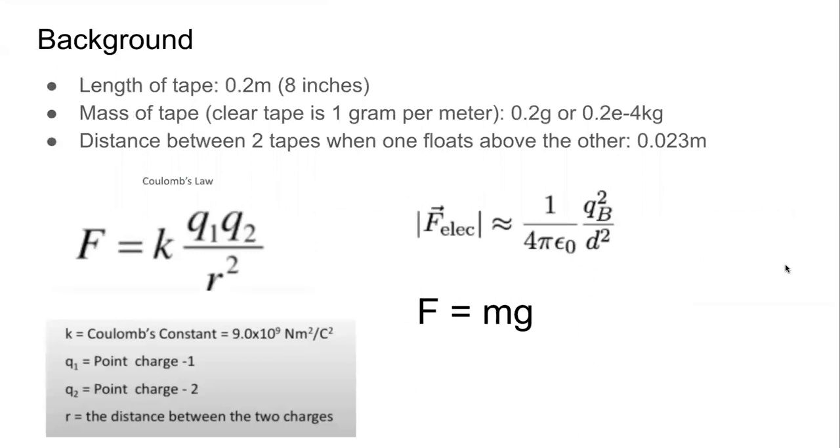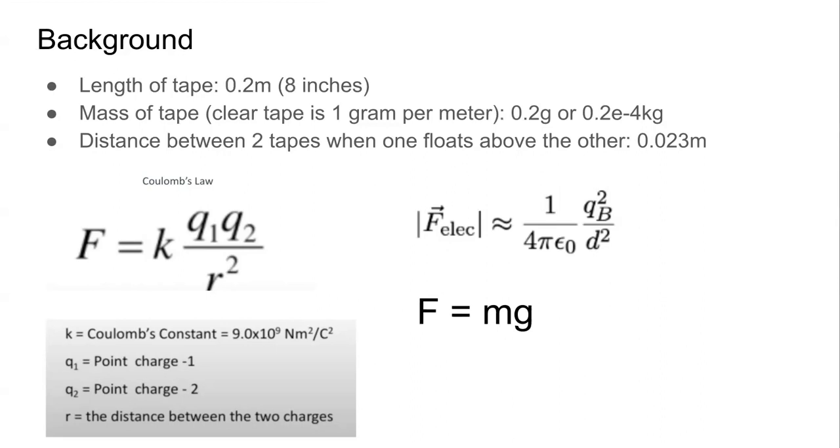Here's just some background information. The length of the tape was 8 inches or 0.2 meters, the mass of the tape being 0.2 grams, and the distance between two tapes when one is floating above the other would be 0.023 meters.